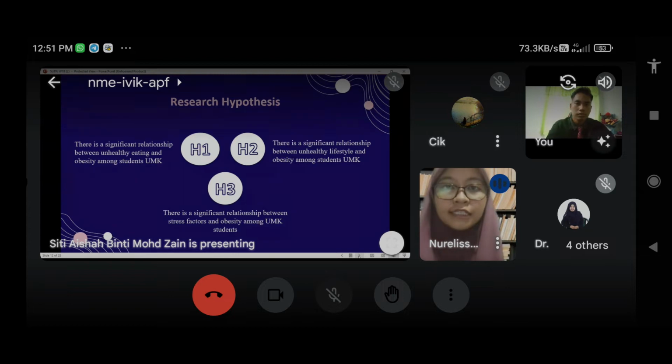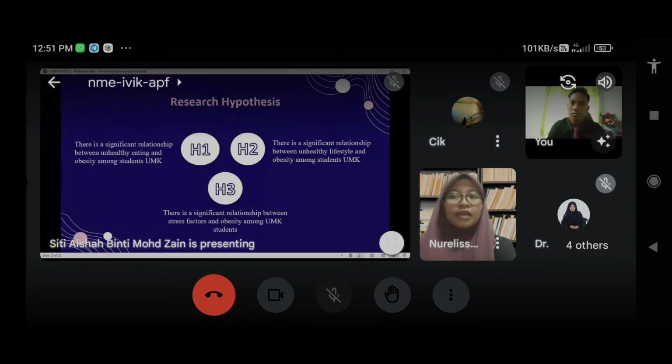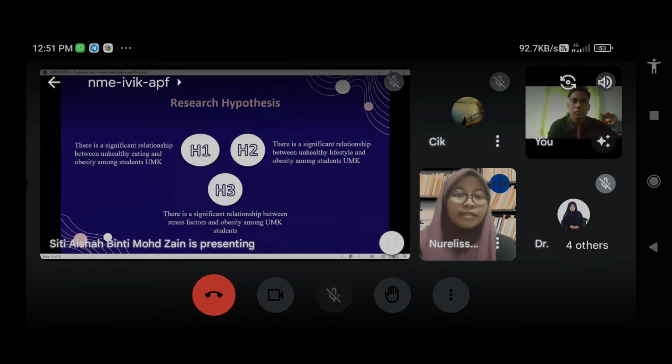Next is research hypothesis. First of all, hypothesis is a process for evaluating a claim about a population parameter based on sample data and probability. We have three research hypotheses. First, there is a significant relationship between unhealthy eating and obesity among student UMK. Second, there is a significant relationship between unhealthy eating, unhealthy lifestyle, and obesity among student UMK. And last, there is a significant relationship between stress factor and obesity among UMK students. Next.